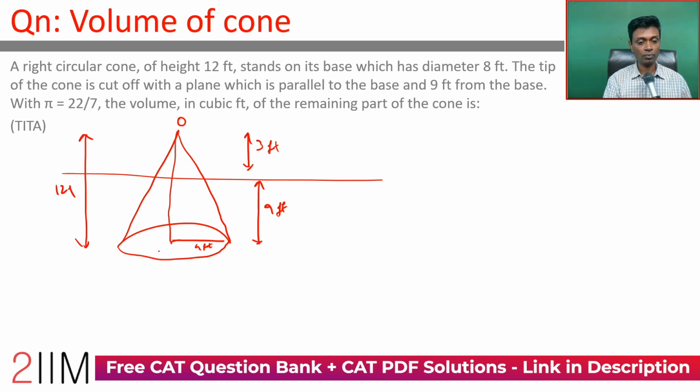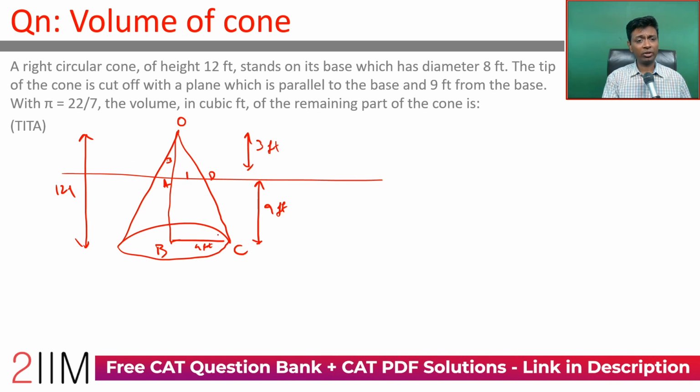Let's say this is O, B, C, A, D. OAD is similar to OBC. And so if this is 4, OB is 12, we know OA is 3, AD should be 1. The height reduces by 4, radius will also reduce by 4. In the sense that height goes from 12 to 3, the radius will go from 4 to 1. So this is in the ratio 3:1, which is 12:4.